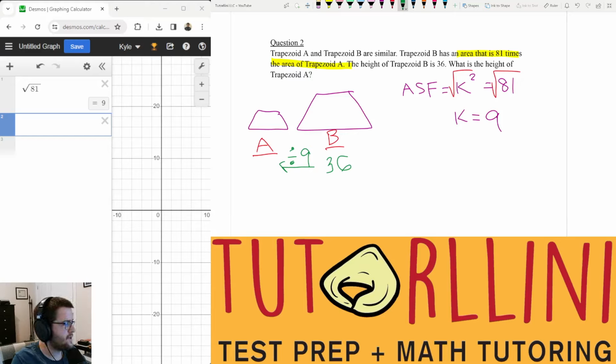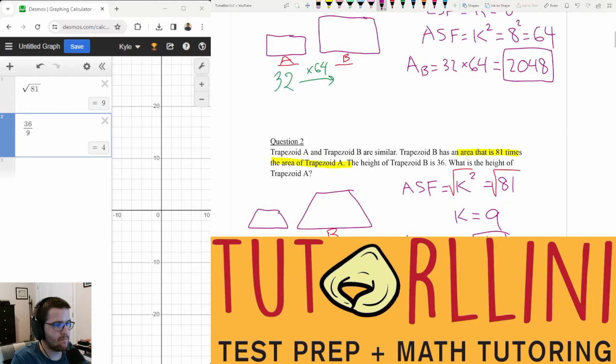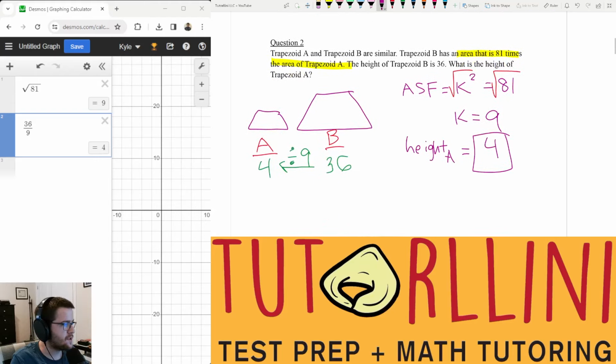And again, you can just do that on a separate line. This will get harder to do in your head as the numbers get messier because we're going to start having fractions and stuff soon. So this one should be 4. So I think the height of A is equal to 4, and I believe that is our answer. Great, let's keep going.